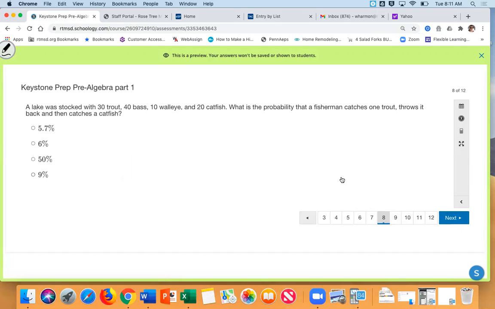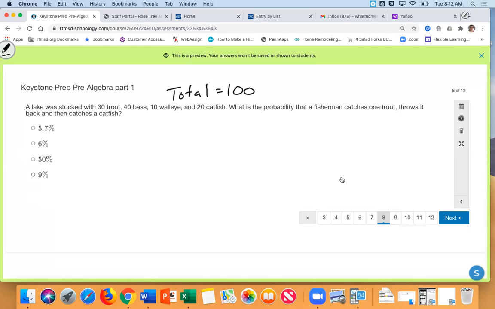Ooh, this problem. Pick this one because I like fishing. Love it. Okay. A lake was stocked with 30 trout, 40 bass, 10 walleye, 20 catfish. Pretty good eating fish, to be honest. How many fish are in that lake, Drew? 100. What is the probability that a fisherman catches 1 trout?